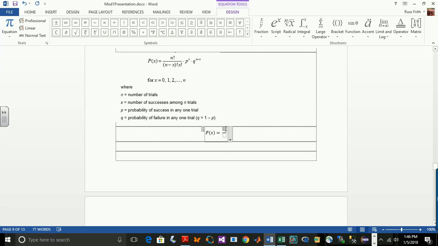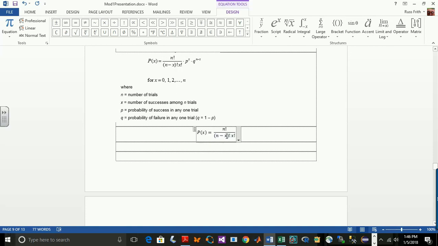So I want to type n and then factorial. So I type n exclamation point. Now I go to the denominator, highlight that, and I type n minus x, factorial, and then I want x factorial. So now I have my coefficient. Now, the coefficient of the p to the x term. What I do is I take my right arrow on my keyboard and hit it once, and notice that the cursor is positioned to the right of the coefficient.